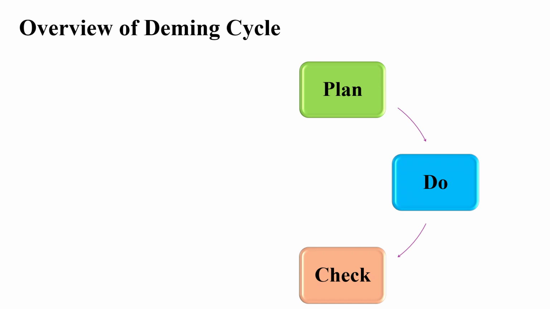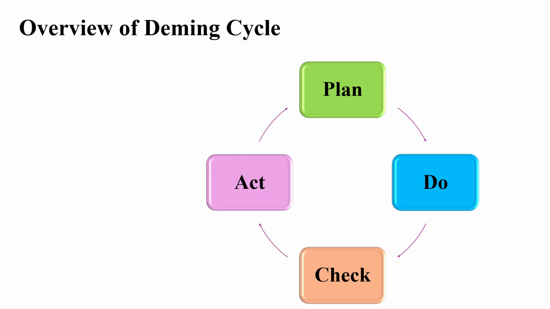Check. Here you analyze your results from the do phase. You compare the data and observations against the predictions and objectives you set in the plan phase. The check phase helps you understand the effectiveness of your changes and identify any unexpected outcomes.